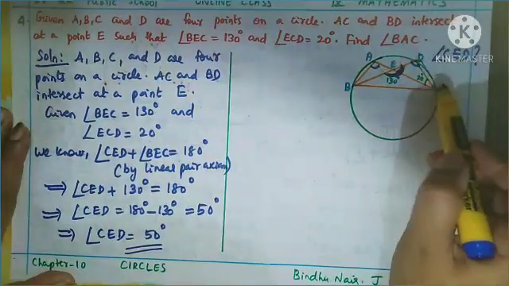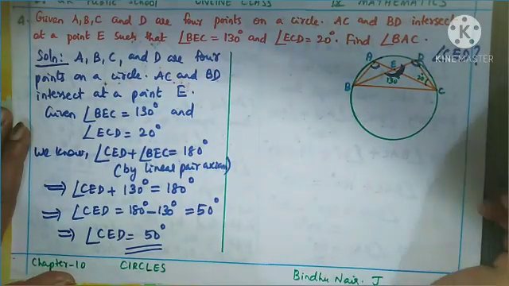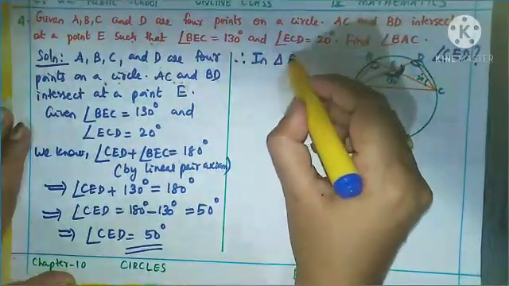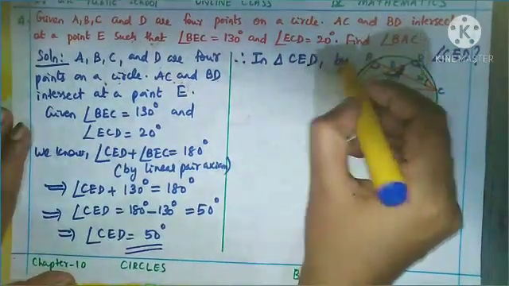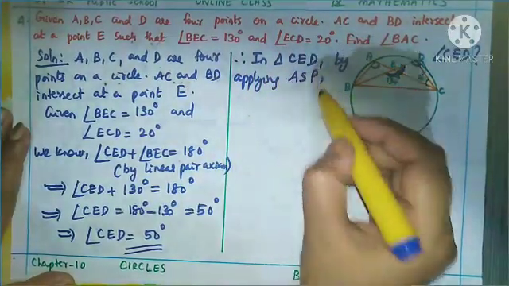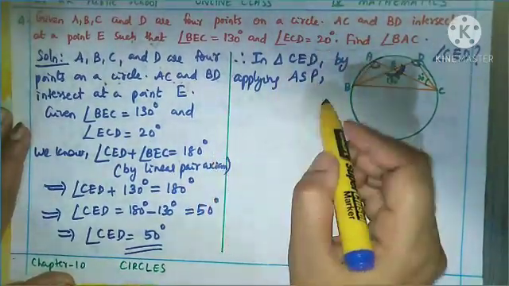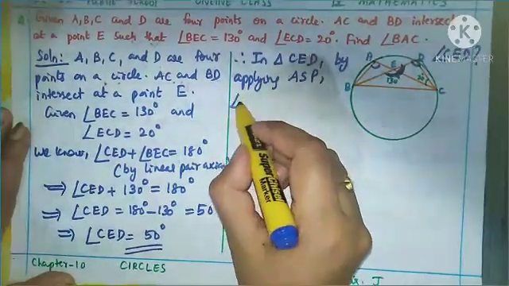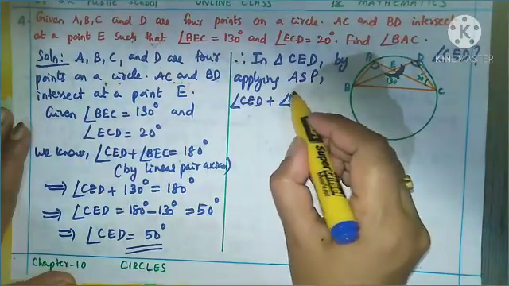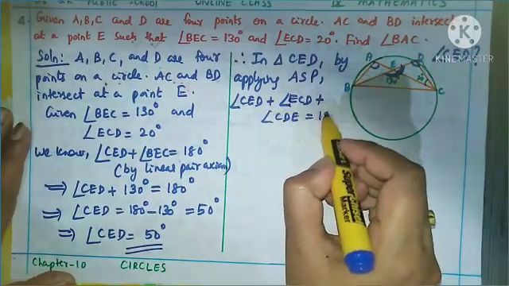Now apply angle sum property in this triangle ECD. Understood? So therefore, in triangle CED, by applying angle sum property, ASP means angle sum property, you can write it fully. So how can we write these three angles? That is angle CED plus angle ECD plus angle CDE equal to 180 degrees.